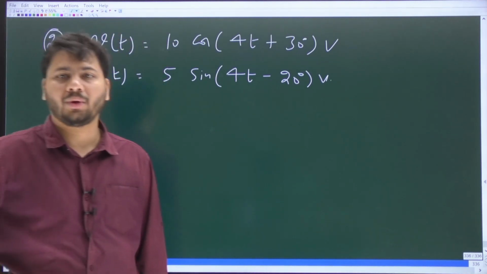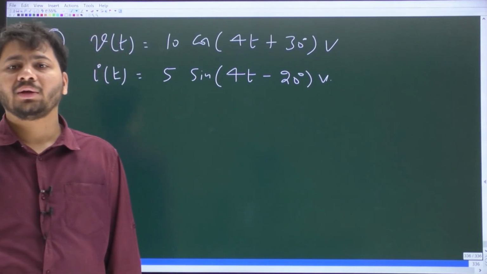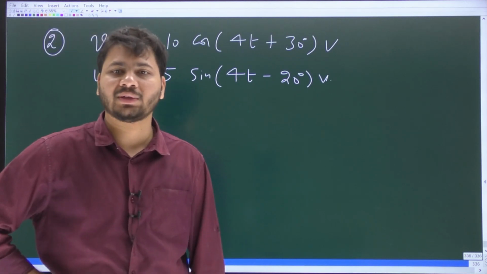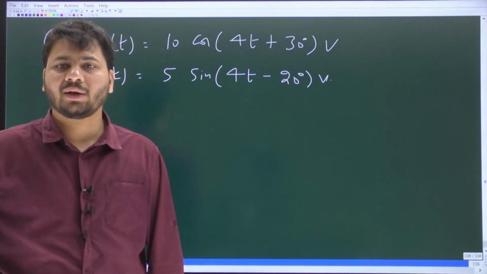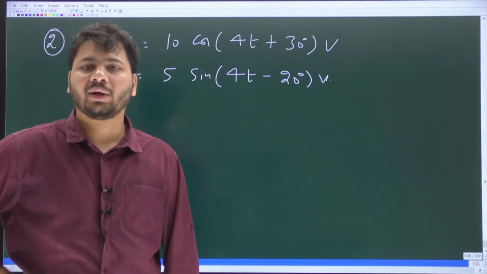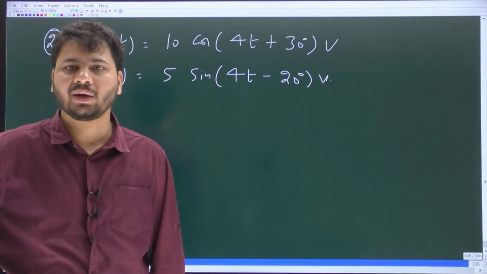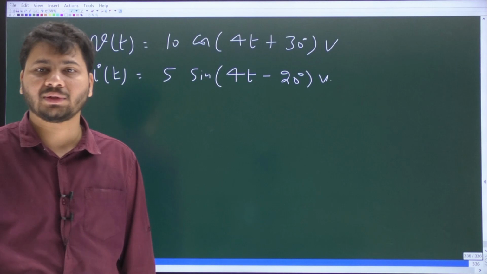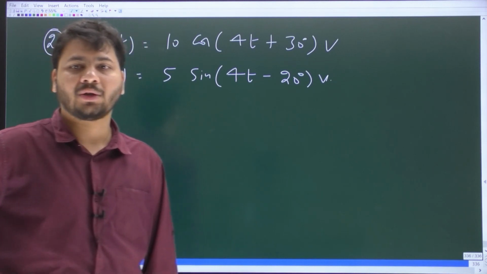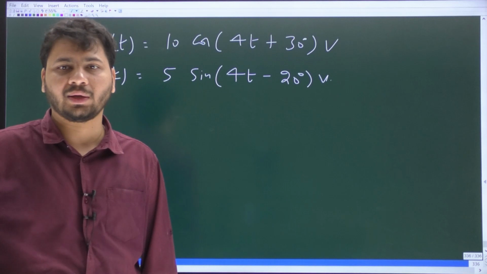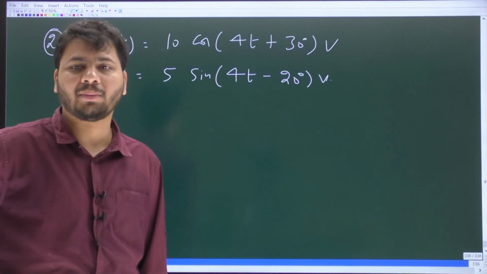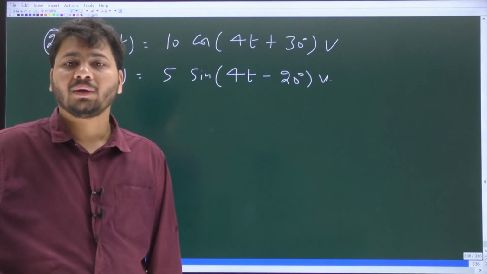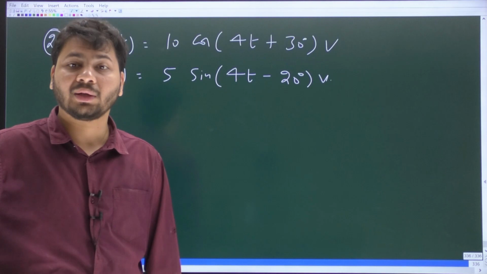Phase angle of voltage is plus 30 degrees. Phase angle of current is minus 20 degrees. Which one is leading? Which has a greater phase angle? Well, it looks like the voltage has a greater phase angle of plus 30 degrees compared to the current, which has a smaller phase angle of minus 20 degrees. Plus 30 is more than minus 20. In fact, the difference between plus 30 and minus 20 is 50 degrees.